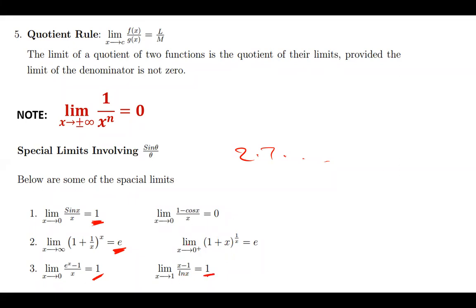The limit of 1 plus x to the power 1 over x when x is approaching the right-hand side of 0, in short, the positive side, the answer is just e. The limit of 1 minus cos x over x when x is approaching 0, the answer is simply 0. Okay, so these are special limits that you need to master.